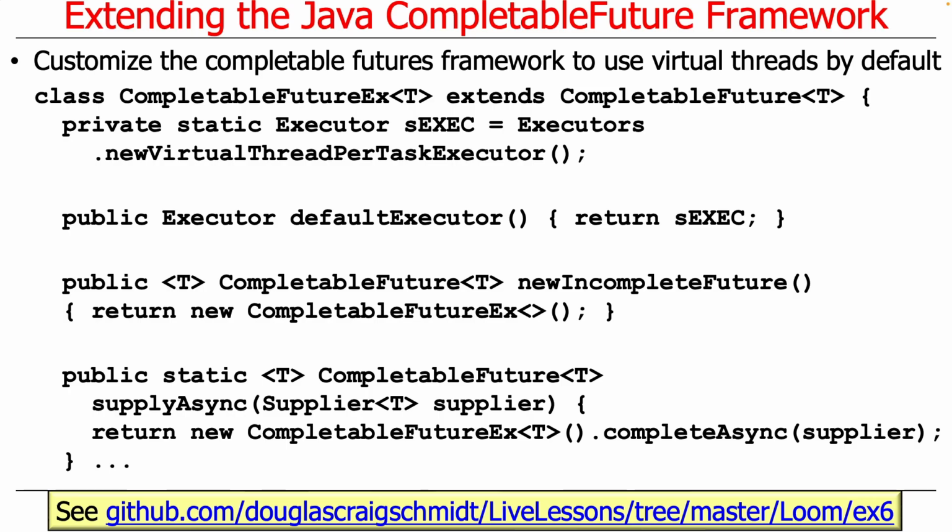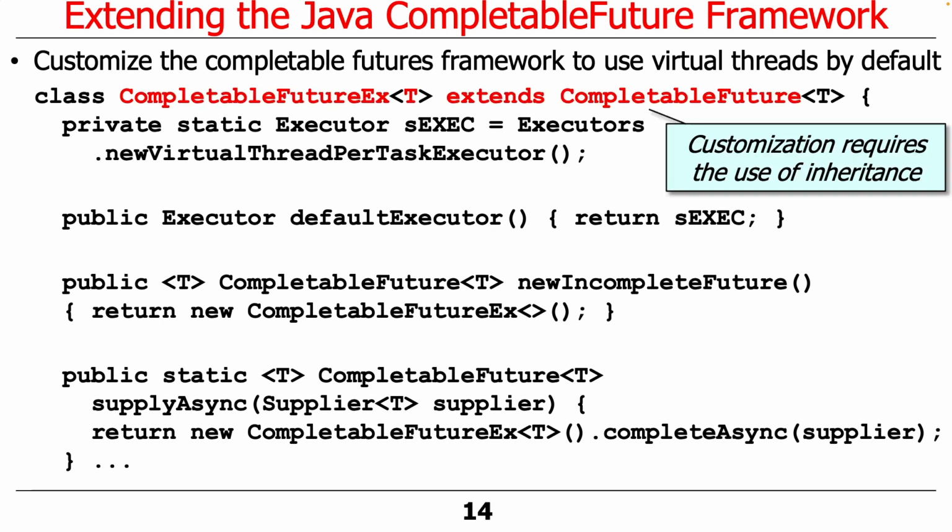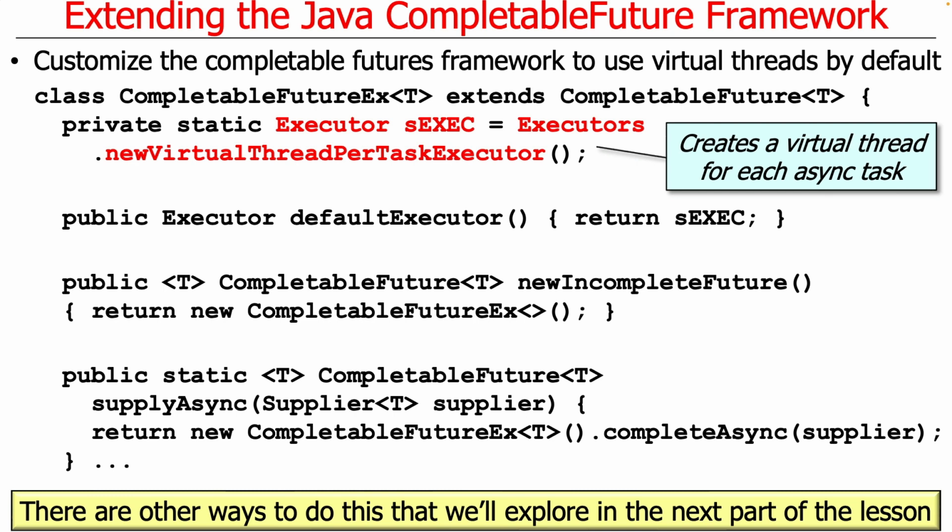We're going to define our own completable future subclass. Here we have a class called CompletableFutureEx, which extends CompletableFuture. You have to extend CompletableFuture because there are these hook methods that need to be overridden. We're going to override these things in order to use virtual threads. There are various ways to do this.